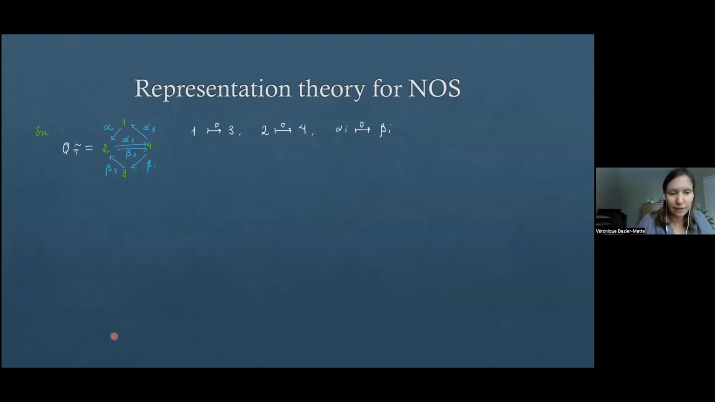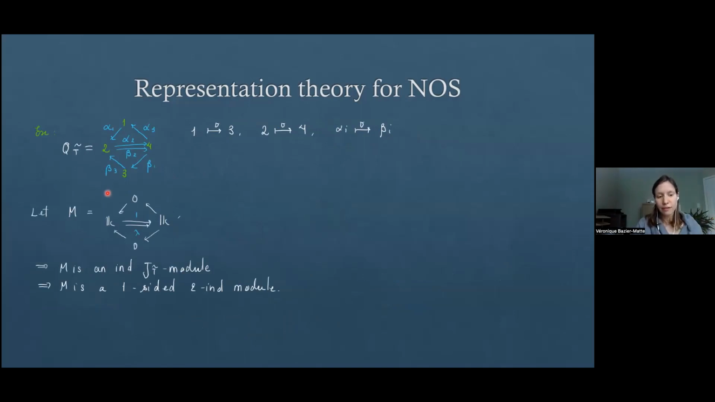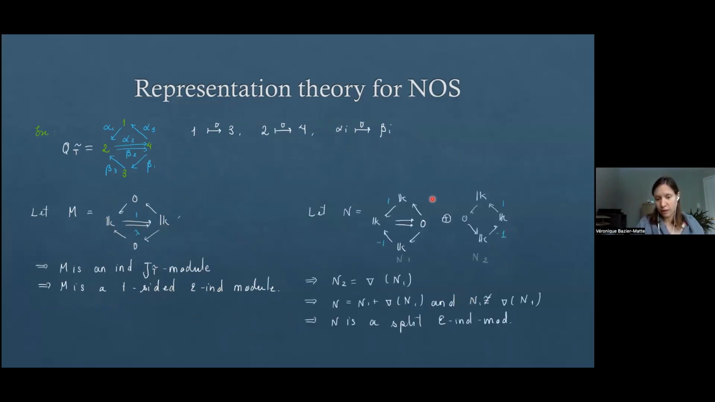Let's look at an example. So it's the same setting as before. I take the following representation. Of course, it's indecomposable, so it is said to be one-sided. If I take this representation instead, it is decomposable, but I can see that N2, this representation here, is indeed nabla N1. So it means that N is split and is said to be epsilon indecomposable.